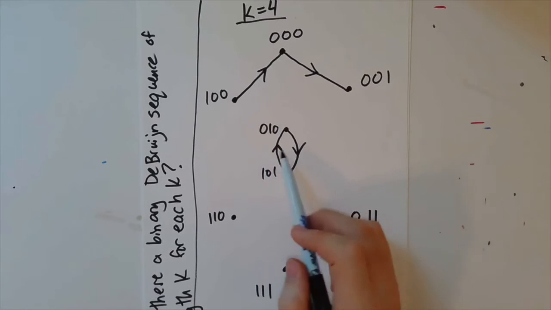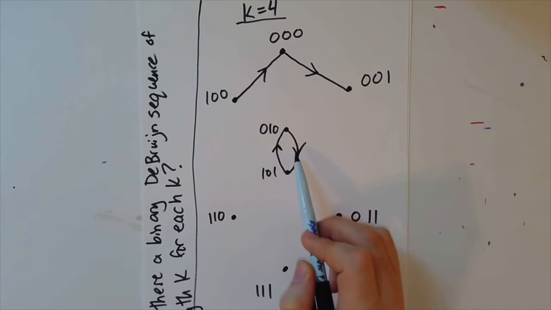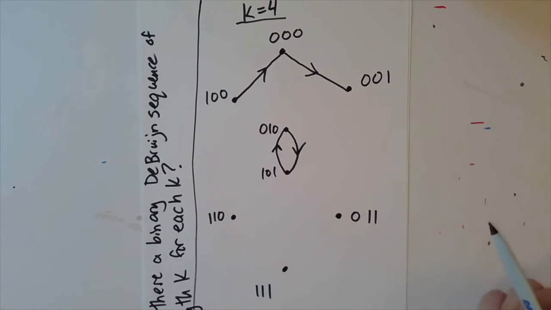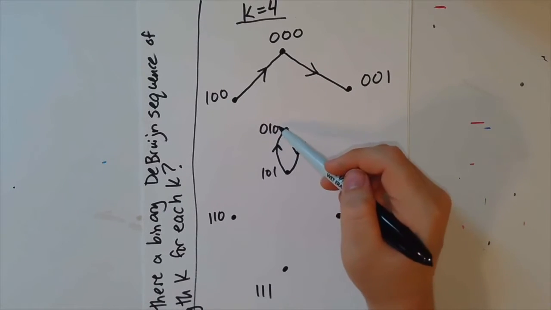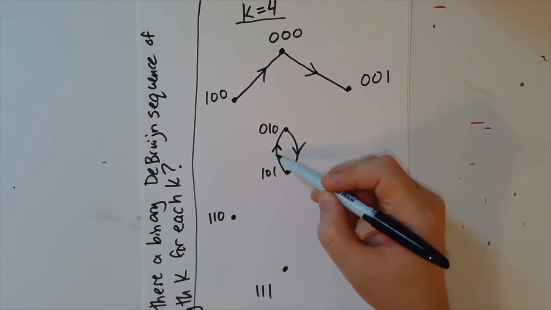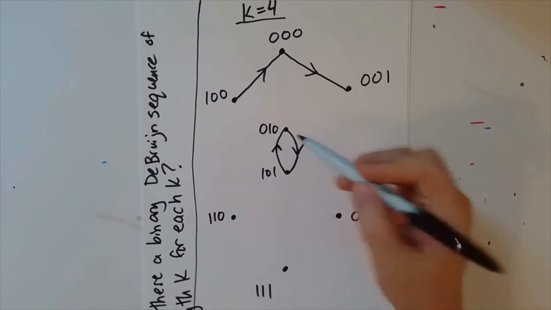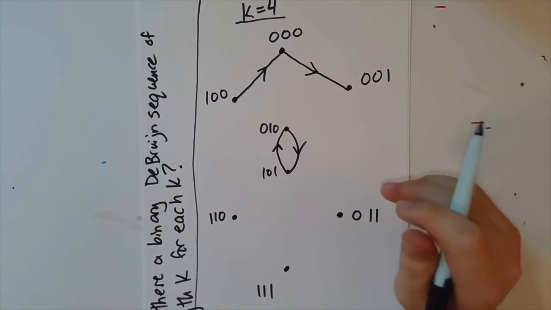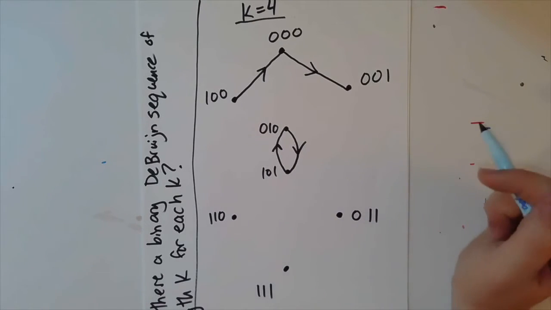But notice each of these edges corresponds to a different length 4 binary string. This one corresponds to 0, 1, 0, 1. That's that edge. And this one corresponds to 1, 0, 1, 0. That's that one. Okay. I'll be back in a minute once I have all of this filled in.